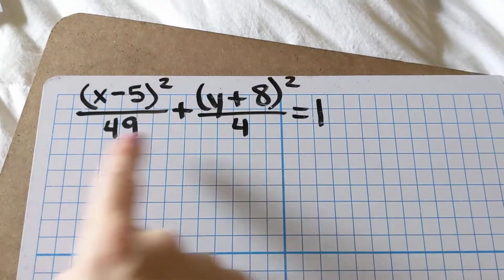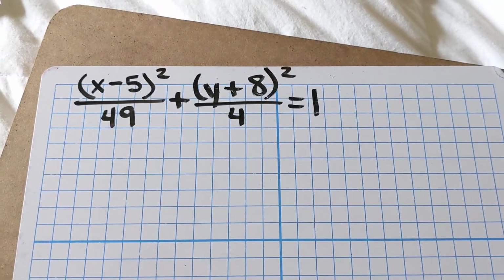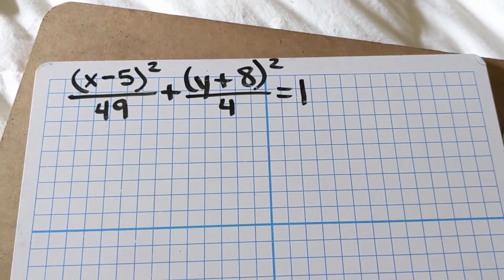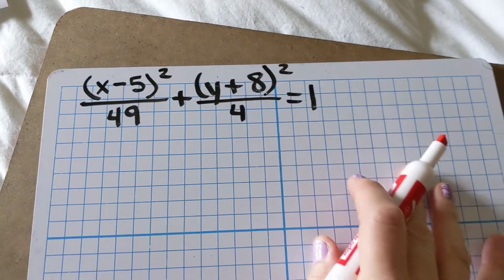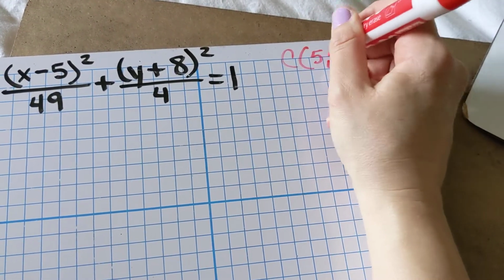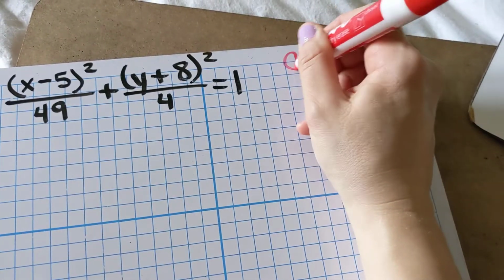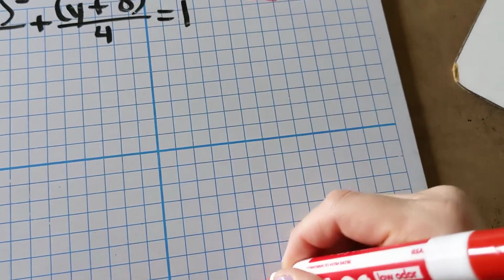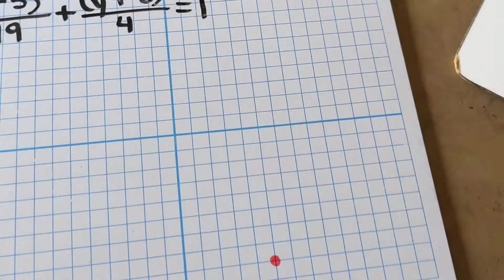But our equations look a lot different. Okay? You'll still look here in the parenthesis to find the center. So the center of that would be 5, -8. So we come over here, 5, -8 would be here.